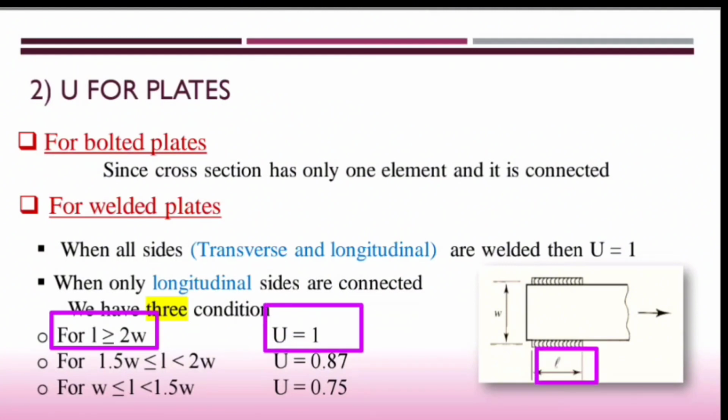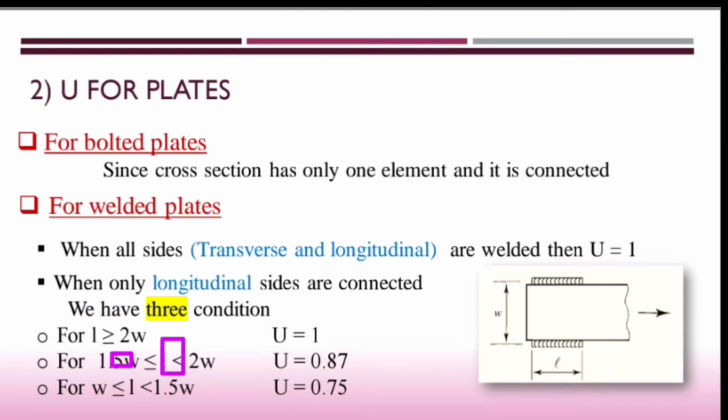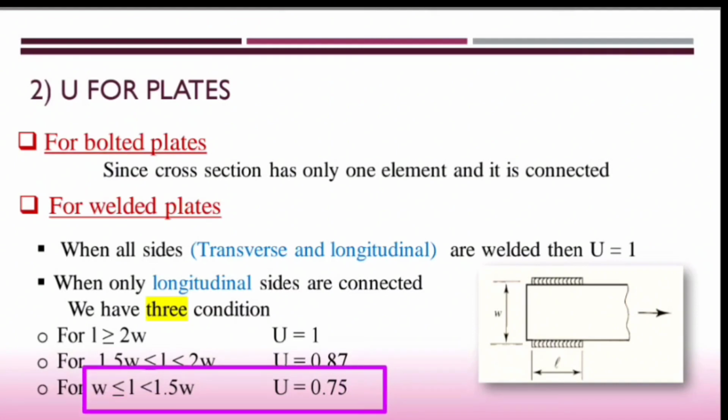The connection length is the length of the weld. If this length is greater than 2 times W, then the reduction factor will be equal to 1. If the connection length is greater than or equal to 1.5 times the width and less than 2 times the width, then the reduction factor will be 0.87, and for the last condition the reduction factor will be 0.75. This is for the longitudinally welded connection in plates.